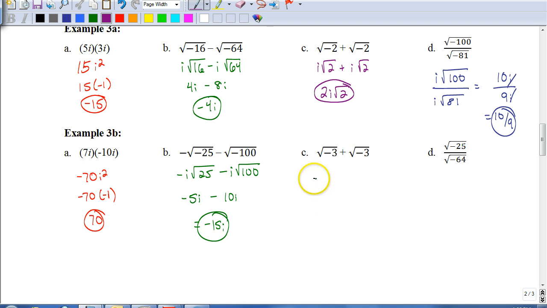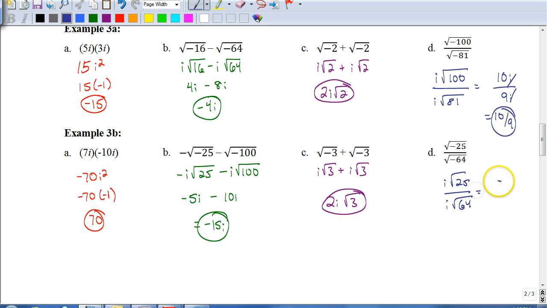This next one, I would take out an i, so it would be i square root of 3. Take out an i from this one, giving me i square root of 3. Add those together, I have 2i times the square root of 3. And lastly, I would have i square root of 25 over i square root of 64. Square root of 25 is 5, so it'll be 5i. Square root of 64 is 8, so it'll be 8i. So my answer would be 5/8.